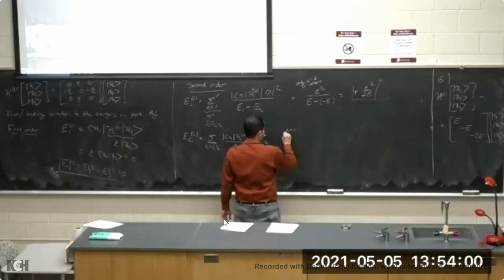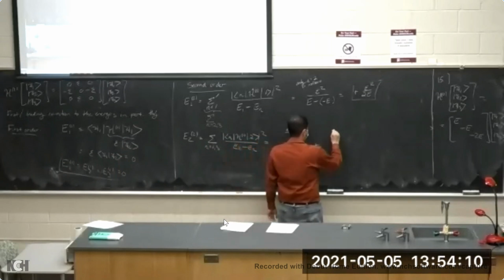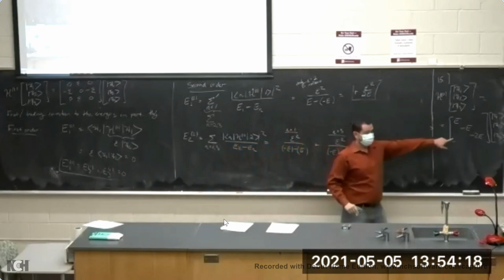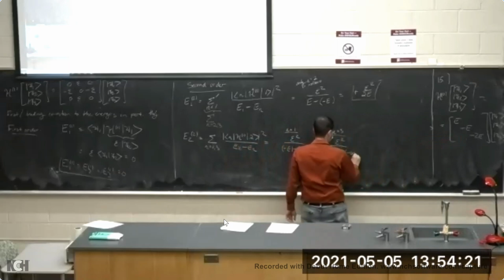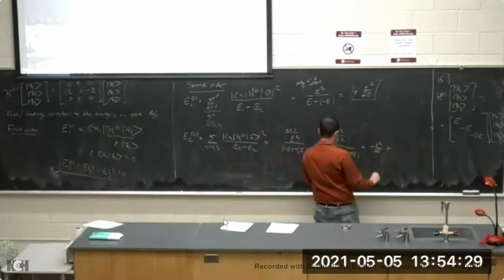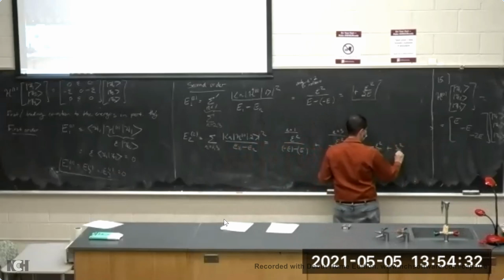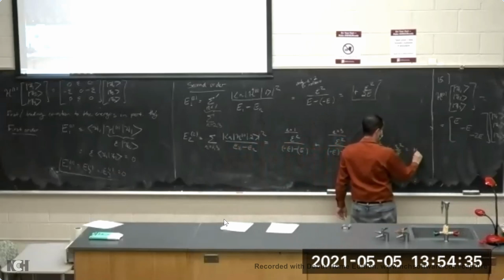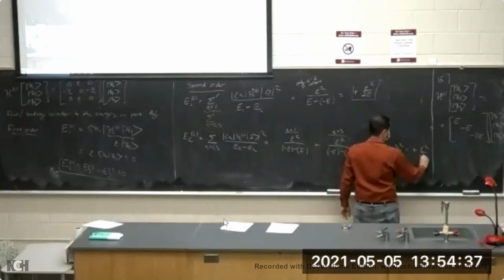First, I have n equals 1. For n equals 1, I get epsilon squared upstairs. E2 has energy negative E, minus E1 is E. Now I have another contribution from n equals 3. This one is also epsilon squared, but the denominator is different. I have negative E minus negative 2E. So when I work this out, this first term is negative epsilon squared over 2E. This second one is positive epsilon squared over E. So altogether, I got a positive shift epsilon squared over 2E.